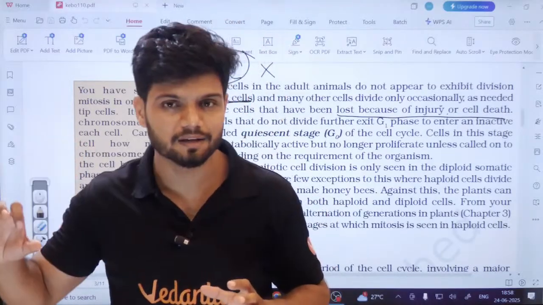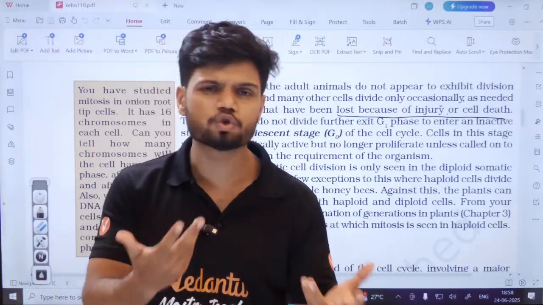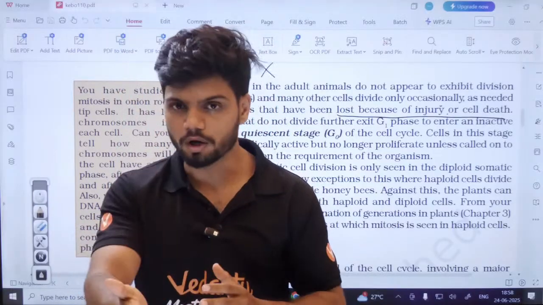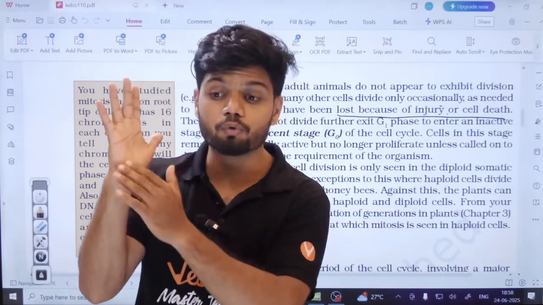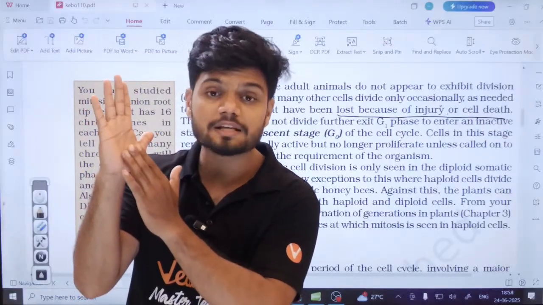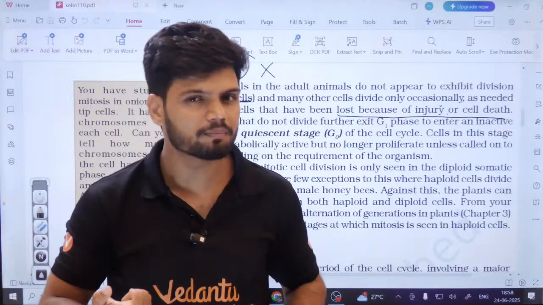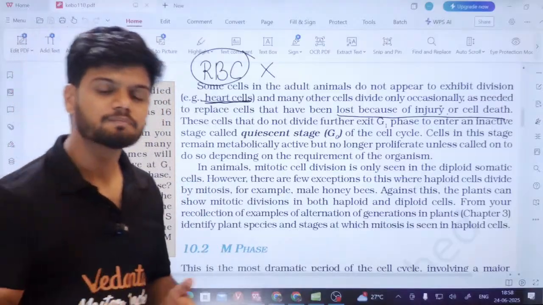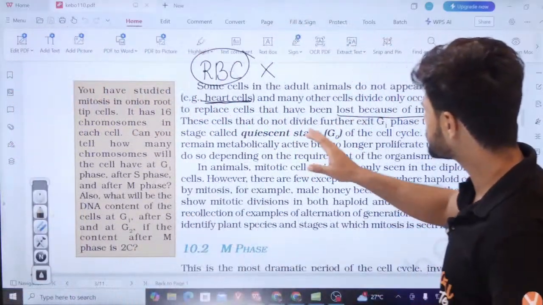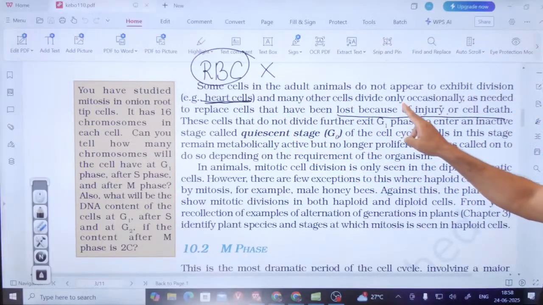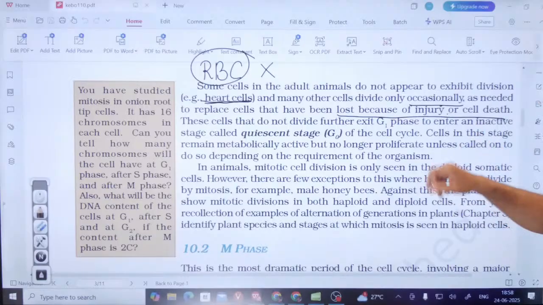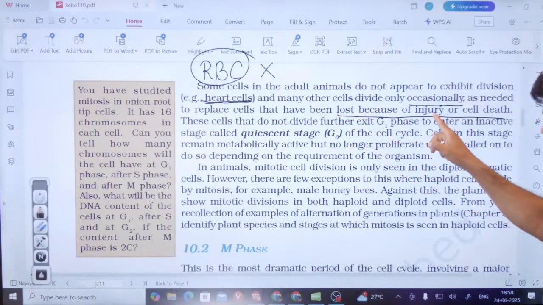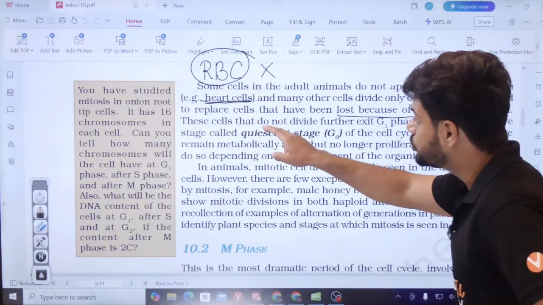They will exit the cell cycle, and whenever there is a requirement, let's say you have an injury, say my finger got cut while playing football, to heal the wound, new skin cells have to form there. In such a case, mitosis will increase. So whenever there is a requirement, mitosis can happen. Many other cells divide only occasionally. Occasionally means rarely, as needed to replace cells that have been lost because of injury or cell death. These cells do not divide further.